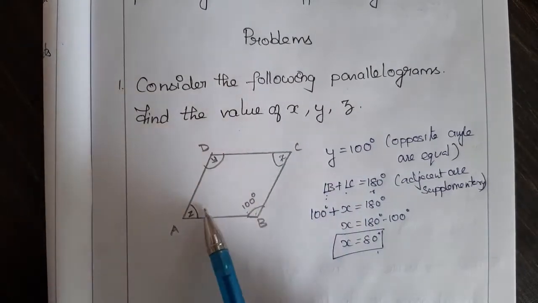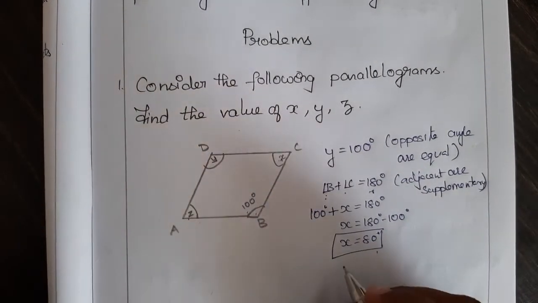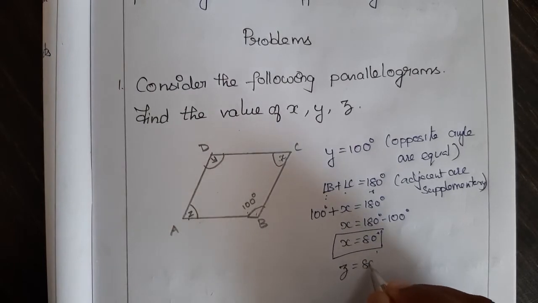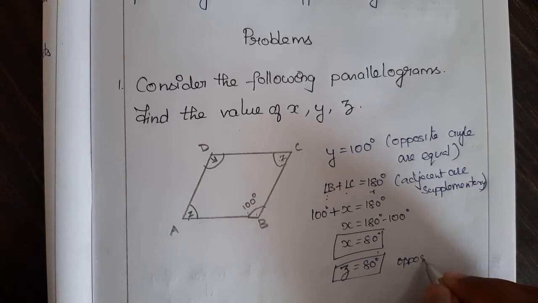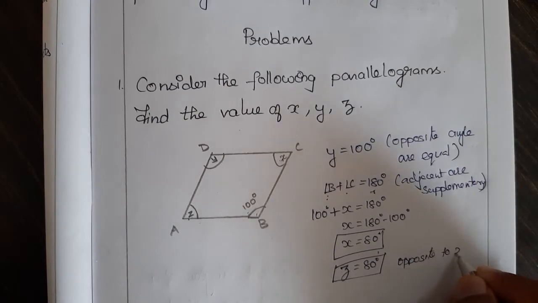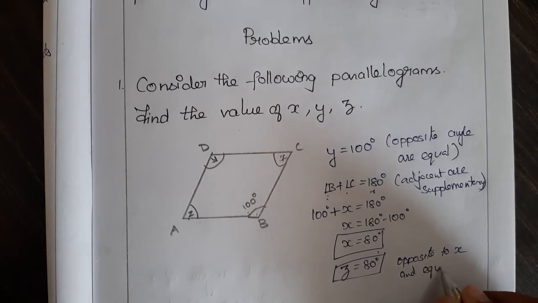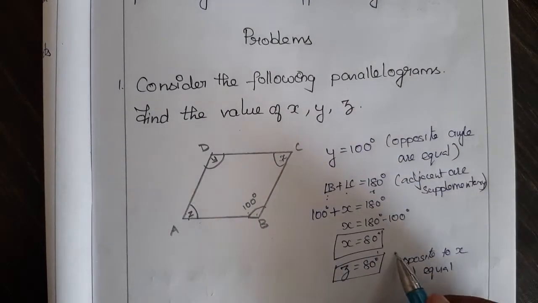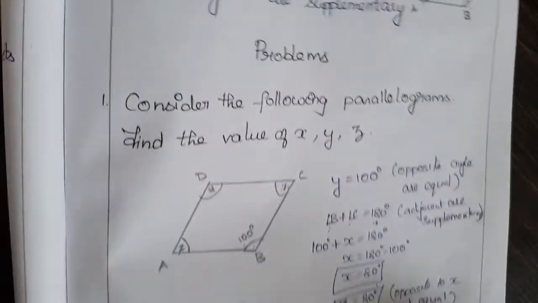What is the value of z? It is just opposite to x, right? Opposite angles are equal. z is equal to 80 degrees since it is opposite to x and they are equal, right? Clear? So we'll go for the next problem.